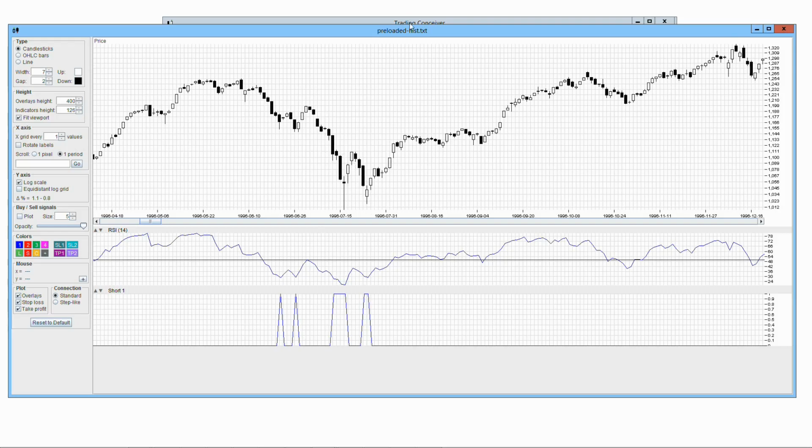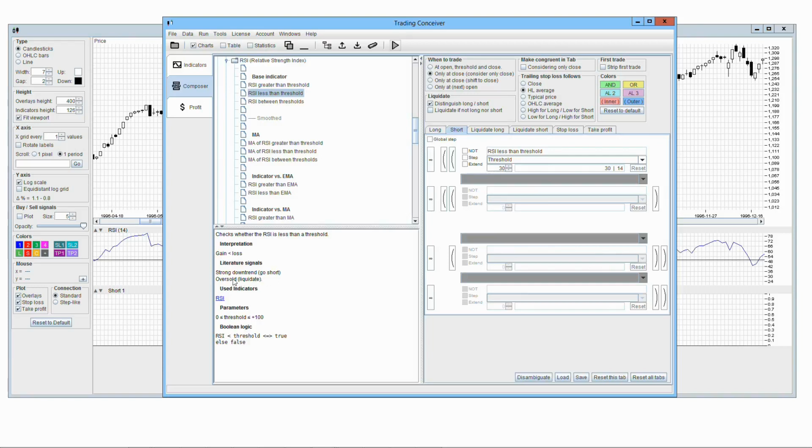When the algorithm is true, the market is classically considered in strong downtrend or oversold. If you favor the strong downtrend, you should use this algorithm in the short tab to enter a short position. If you favor the oversold, you might consider using this algorithm in the Liquidate short tab to liquidate short positions.